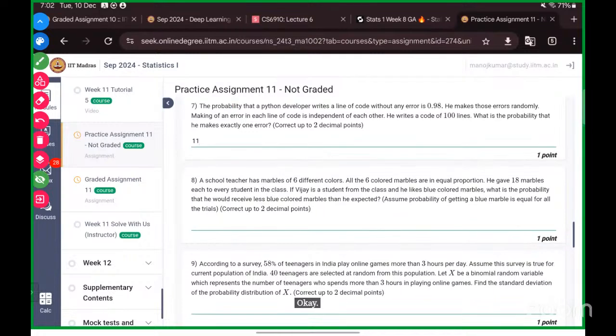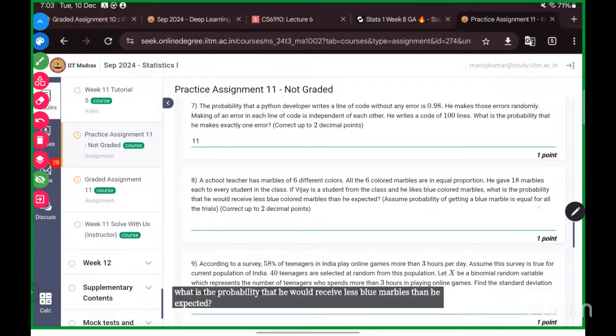A school teacher has six marbles of six different colors. All six colors of marbles are in equal proportions. He gave 18 marbles to each student in a class. If Vijay is a student from the class and he likes blue marbles, what is the probability that he would receive fewer blue marbles than he expected? Getting blue marbles is equal for all the trials.